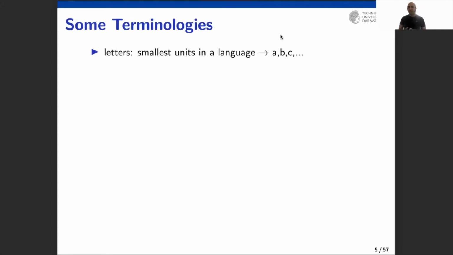First, we want to talk about letters. Letters or characters are simply the smallest units in a language. Like in English, we say A, B, C, D, and so on, right? So this is the smallest unit in a language, and probably the first source of information that you can get from a piece of text.